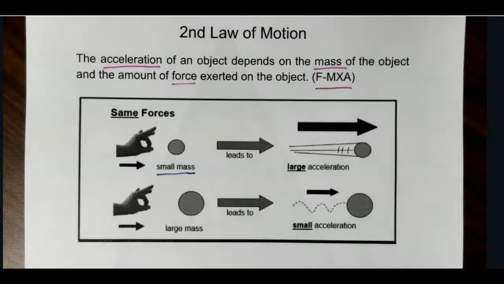Newton's second law of motion states the acceleration of an object depends on the mass of the object and the amount of force exerted on the object. It can be represented by the formula F equals m times a.